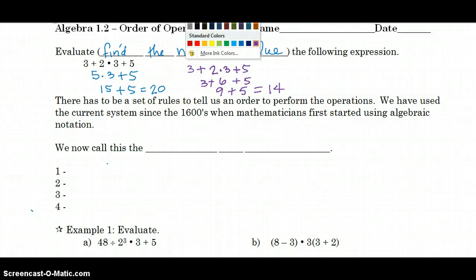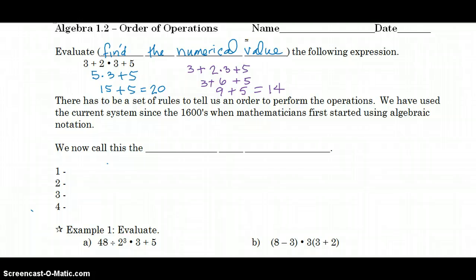That's the question. Well, there has been a set of rules that tell us in order to perform the operations. There's a rule about this, so both answers are not correct. We've used this system since the 1600s when mathematicians first started using algebraic notation. And this order is called the order of operations, the order in which they want us to perform the operations.